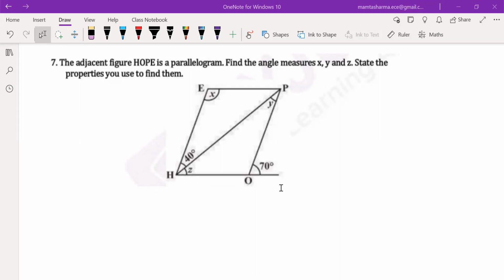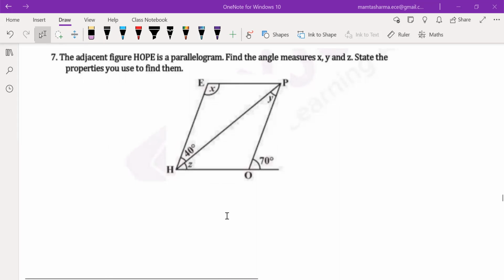Ma'am, x is 110 degrees. X is 110. Y? Ma'am, I raised my hand, but... Ma'am, so the interior angle of O is 110 because the straight line is 180 degrees. Yes, in a straight line the total angle is 180 degrees. Ma'am, since x and the interior angle O are opposite angles, opposite angles are equal.